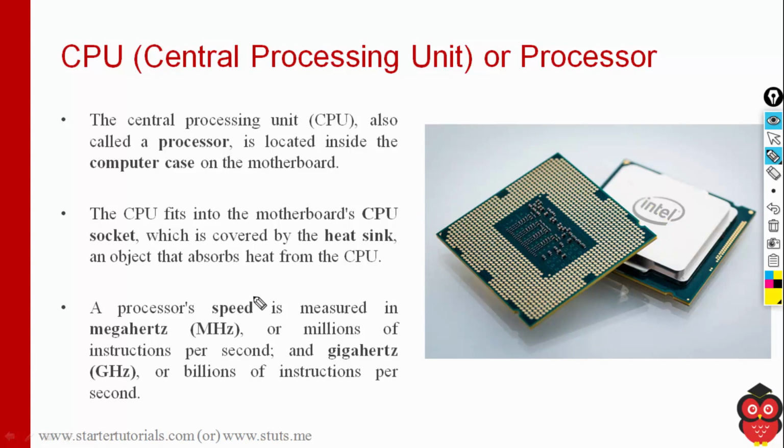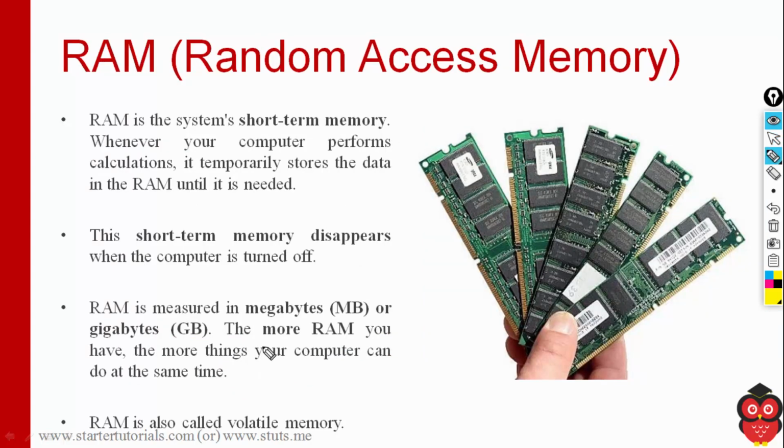And the speed of a CPU can be measured either in megahertz, which is millions of instructions per second, or in gigahertz, which is billions of instructions per second. Let's move on.